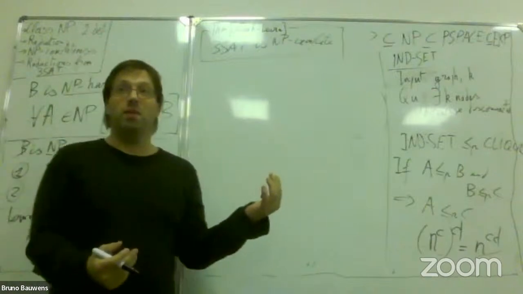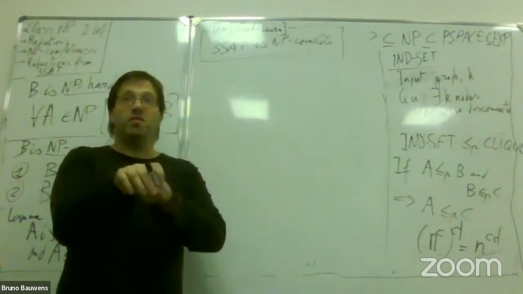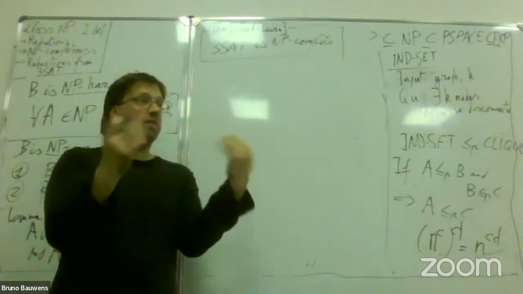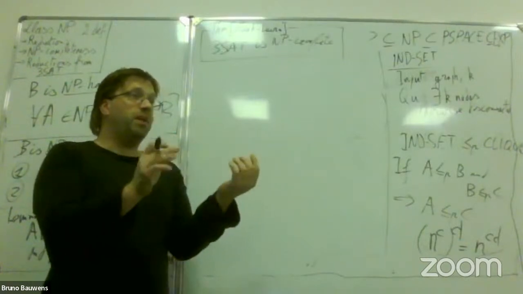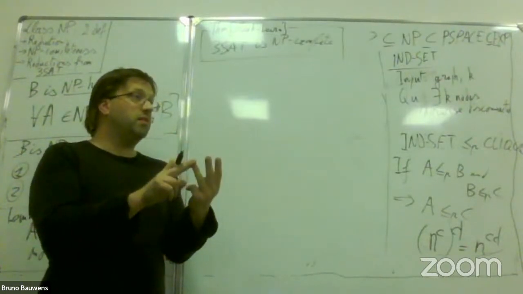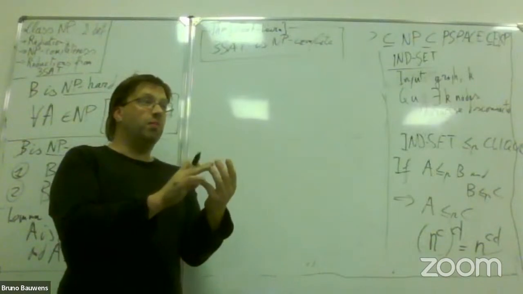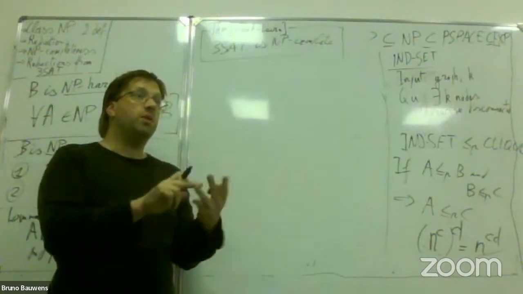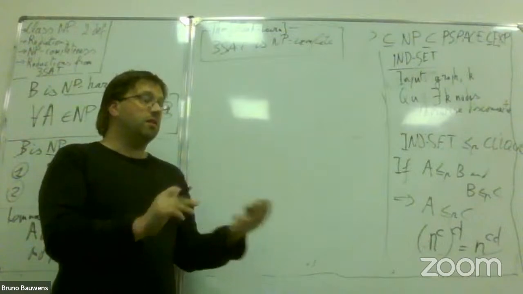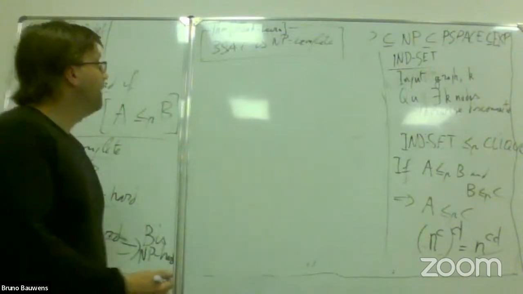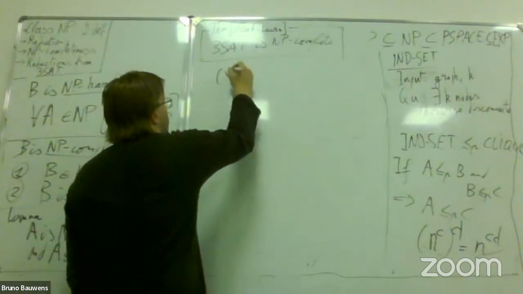What is a Boolean formula? Boolean variables are variables that take values 0 or 1. Boolean operations are AND, OR, and negation. And so you can build a formula using these three operations. That's a Boolean formula.